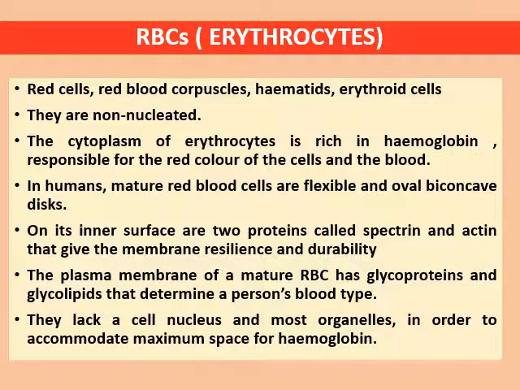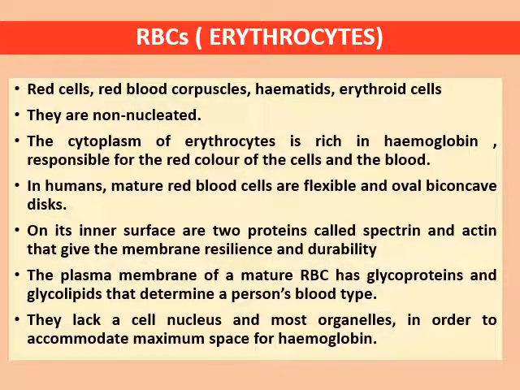RBCs or erythrocytes are also called hematoids, erythroid cells, or red blood corpuscles. They are non-nucleated. They lack a cell nucleus and most organelles in order to accommodate maximum space for hemoglobin that is responsible for the red color of RBCs and blood. In humans, mature RBCs are flexible and oval biconcave, so they can move easily through the blood vessels. On the inner surface of RBCs are two proteins called spectrin and actin that give the membrane resilience and durability, so they protect the cell against environmental stress.